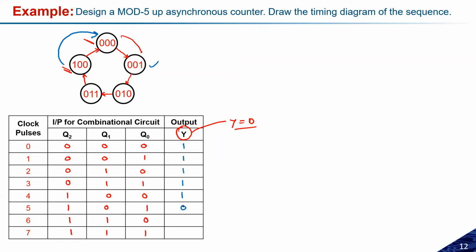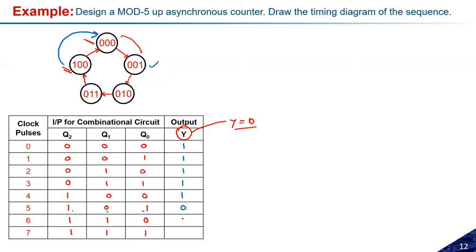This y must be 0. When 1 0 0 comes, at this stage y should be 0, so that it can clear all the flip-flops and reach 0 0 0 again. Okay, so this is the required, important thing. Y will be 0 when 1 0 1 comes.